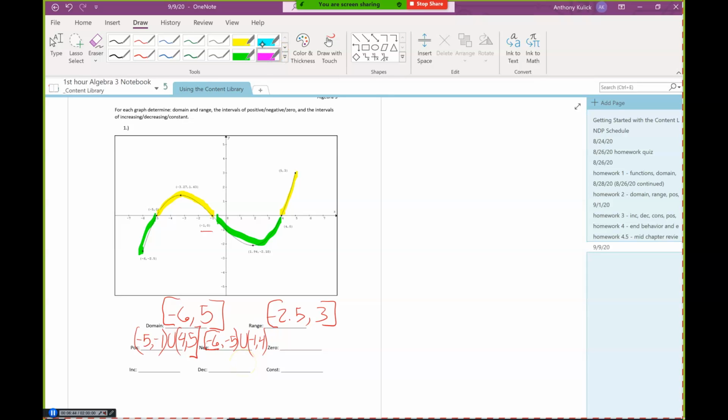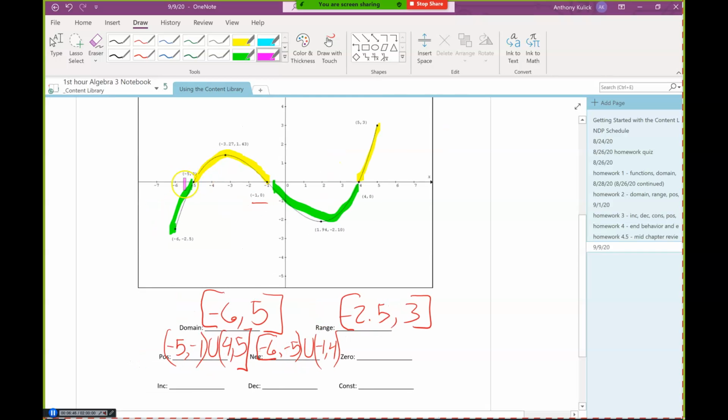And then I need to do the zeros. So I have a 0 here, a 0 here, and a 0 here. That's the place where the graph is on the x-axis.